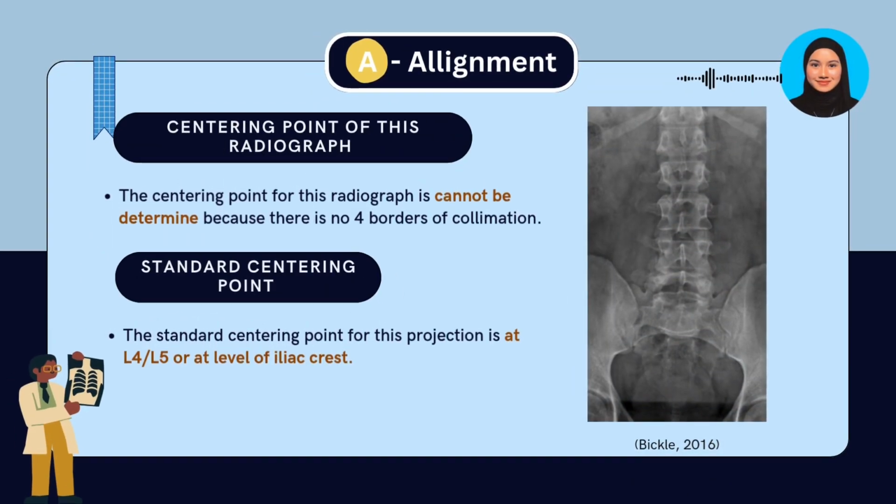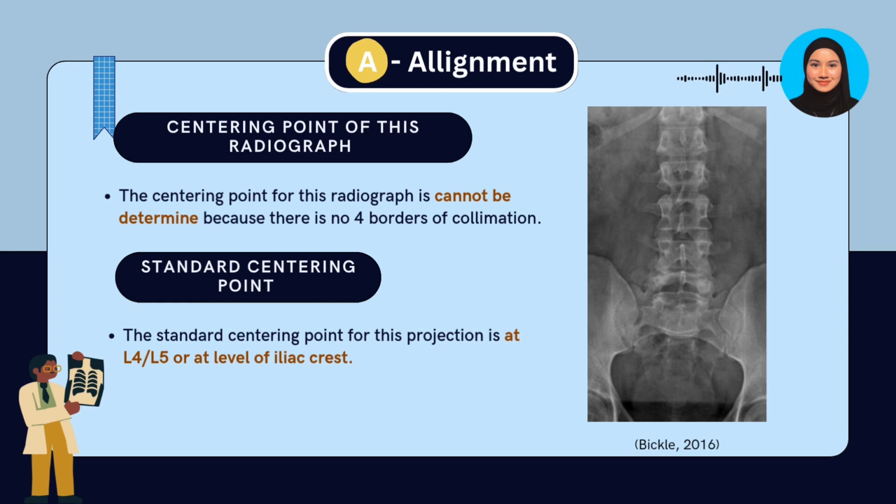The centering point for this radiograph cannot be determined due to the absence of four collimation borders. However, the standard centering point for an AP lumbar projection is at the level of L4 or L5, which is typically at the level of the iliac crest.